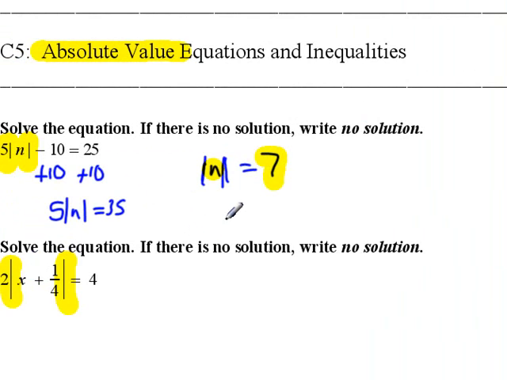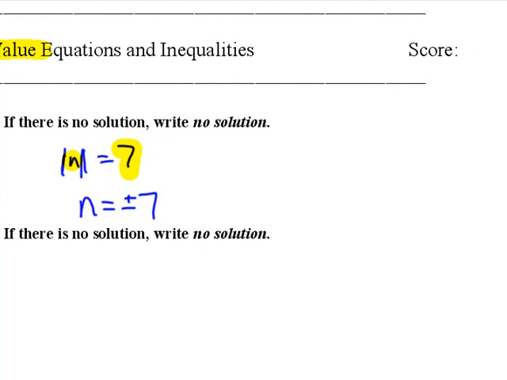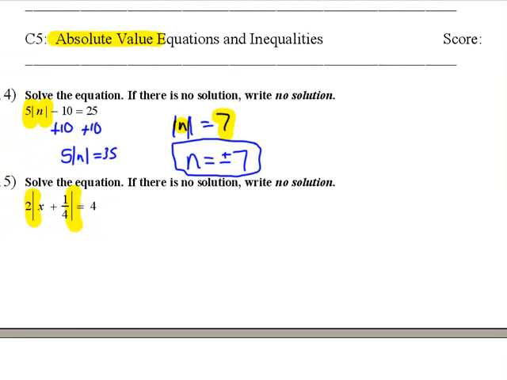Well, there happens to be 2. If I put in a positive 7, absolute value of 7 is 7, that would work. But if I put in a negative 7, it would also work. The absolute value of negative 7 is 7. So these absolute value problems have two answers. And we have to make sure we get them both. In this case, it's just a simple positive or negative 7 that would work. Number 15 is a little tougher.